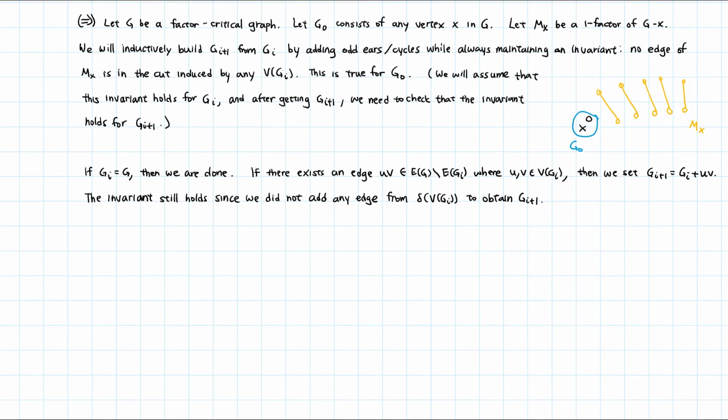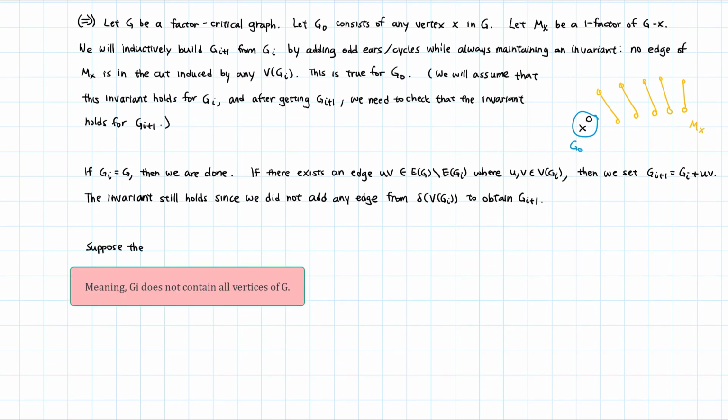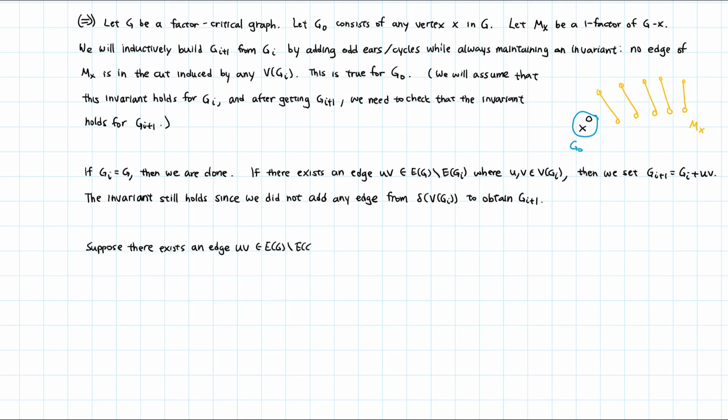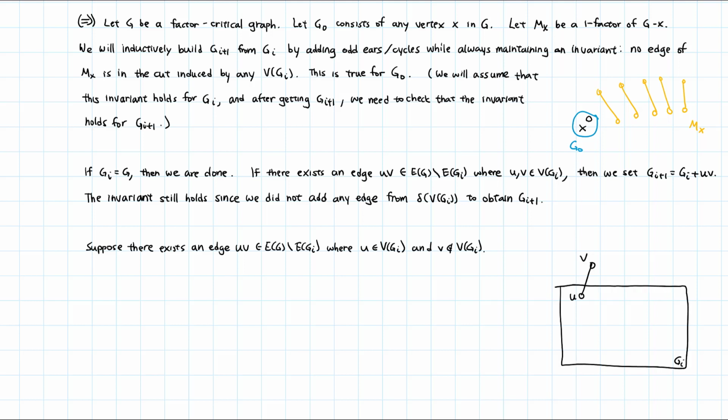We now look at the case where G_i needs to grow beyond its borders. We suppose that there exists an edge uv that is not in G_i, where u is in G_i but v is not. This edge exists because G is connected. And this is where we need to use the invariant, because that tells us that uv is not an edge in the matching Mx. We now look at another matching. We let Mv be a one factor of G minus v. So this is a matching that covers every vertex in G except for v.